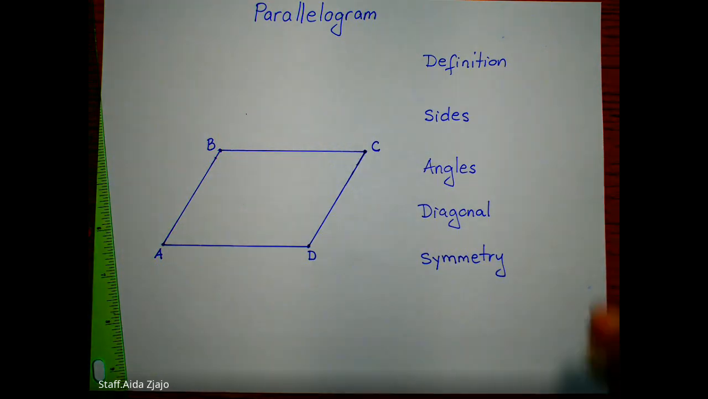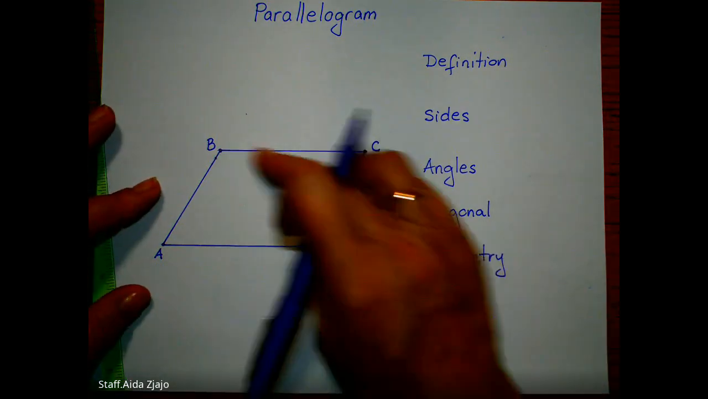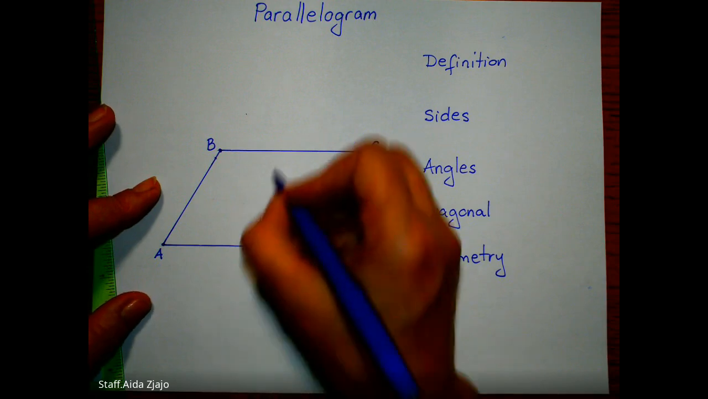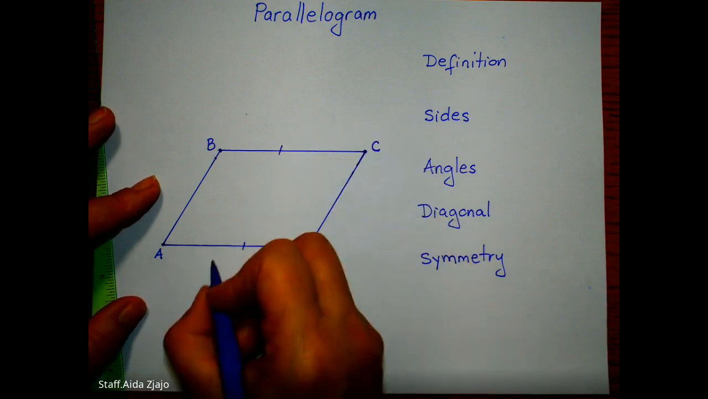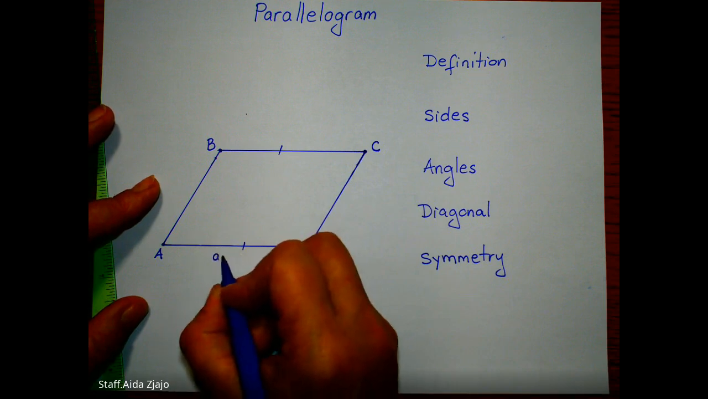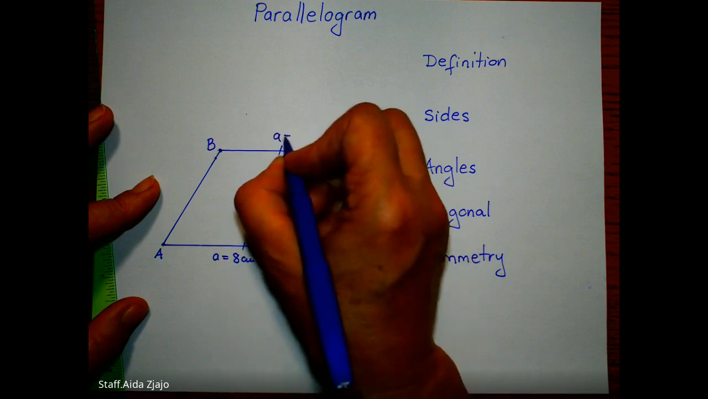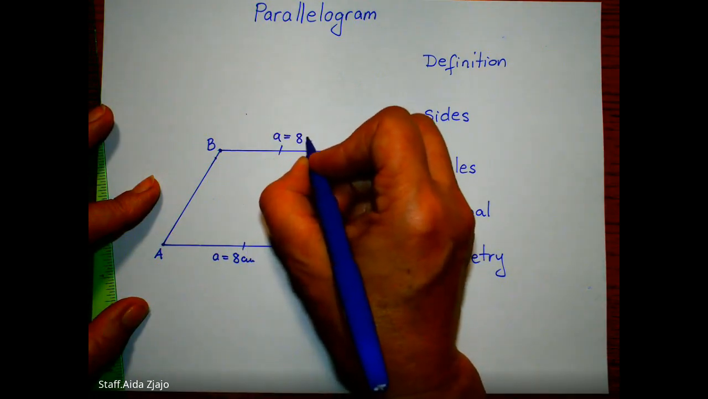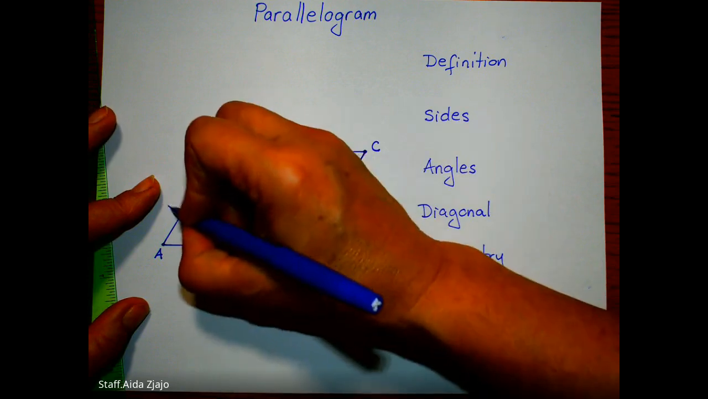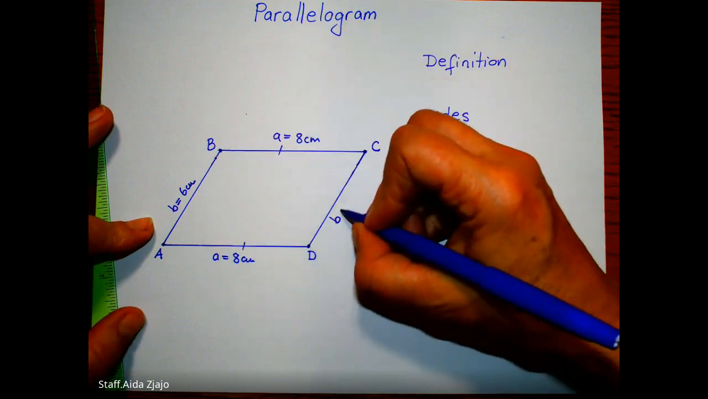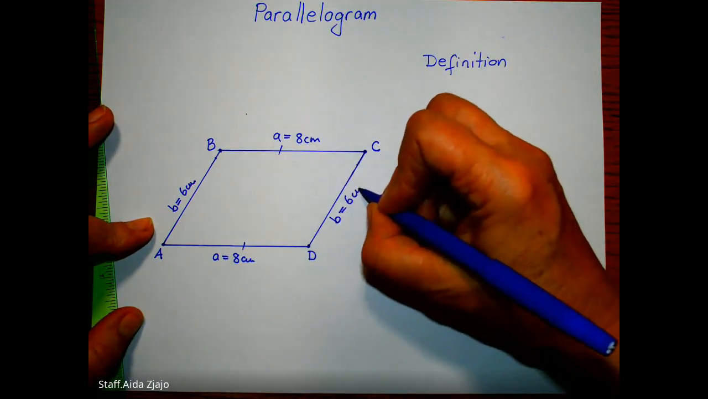Okay, here's my parallelogram. This side and this side are congruent, and I can say side A is 8 centimeters, and this is also A equals 8 centimeters, and then side B equals 6 centimeters, and this one is also 6 centimeters.